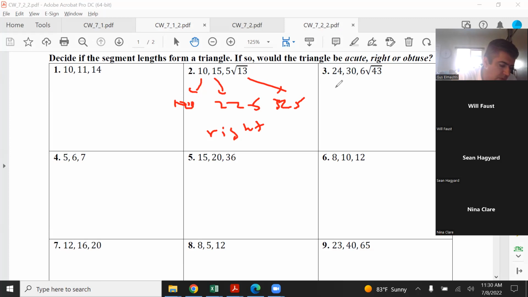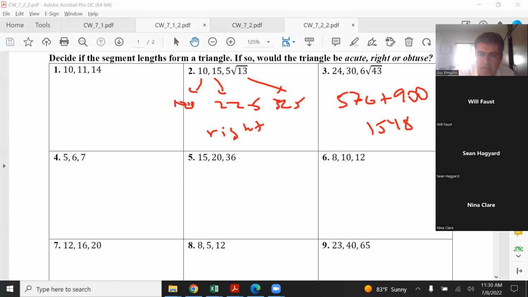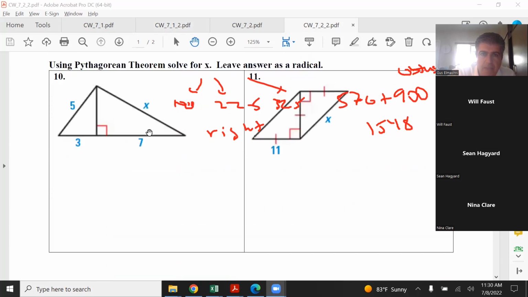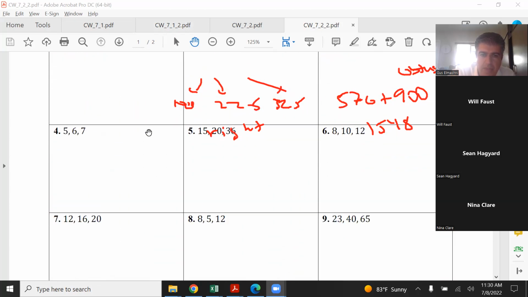Here you have 24 squared, 30 squared, and 6 root 43. So you have 576 plus 900 and 1548. So clearly that's 1476. That's less than 1548. So that's going to be obtuse. I think the answer even says obtuse for that one. Yep. Let me just do the rest of these in the interest of time.